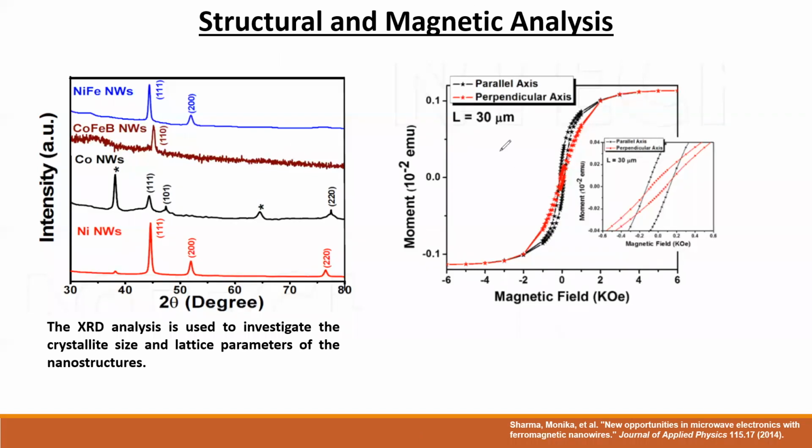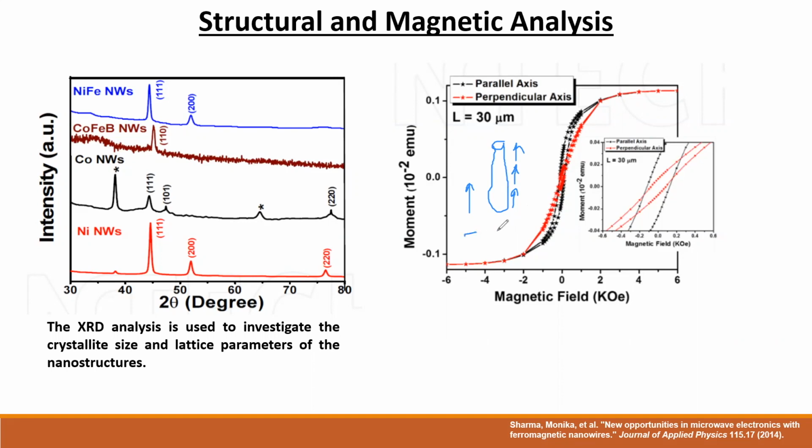So what do parallel and perpendicular mean? Suppose you have a nanowire, so this is my nanowire. Basically, when the deposition takes place, the magnetic moments will try to orient themselves in a specific direction. Usually, the magnetic moments will try to orient along the long axis of the nanowire, which is known as the easy axis. If I apply the magnetic field along this direction, it will be easier for the magnetic moments to align quickly along the field direction. That's why it is known as the easy axis.